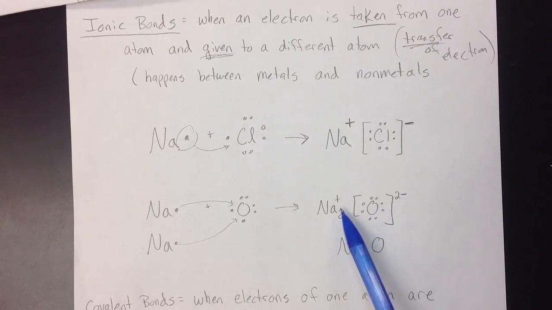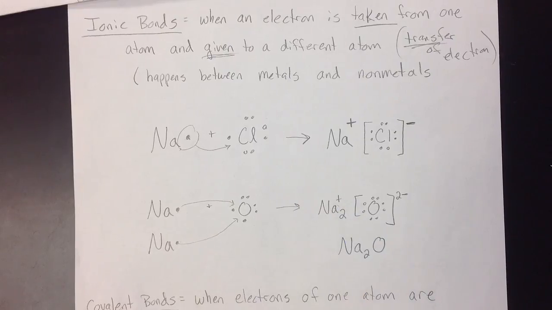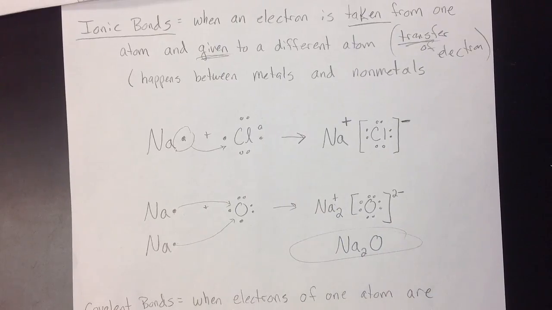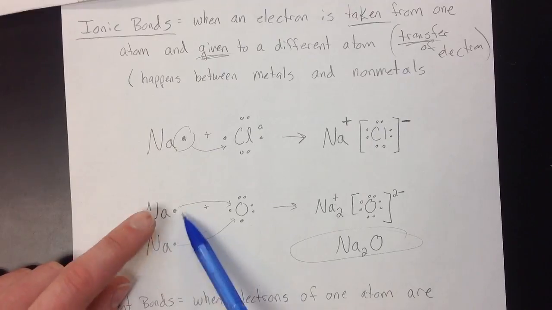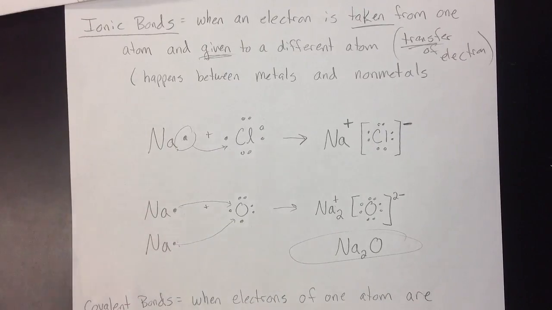The 2 negative, I need 2 of my sodiums to balance that 2 negative. So that is kind of the background of why there's 2 sodiums for 1 oxygen. We're trying to get those 2 electrons in order to fulfill oxygen's outer shell.